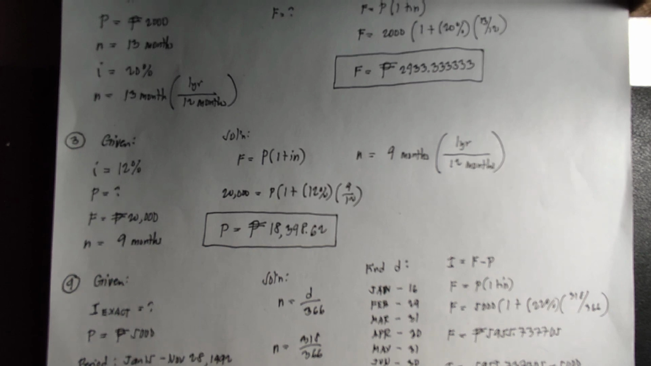So the solution, we will use the future amount formula, which is F is equal to principal times the quantity of 1 plus interest rate times the number of years. Then substitute the value for our future amount. We have 20,000 is equal to P times the quantity of 1 plus 12%, which is our interest rate or the rate of interest, then multiply to the number of years, which is 9/12. Calculate that and we will get our principal is equal to 18,348.62 pesos.